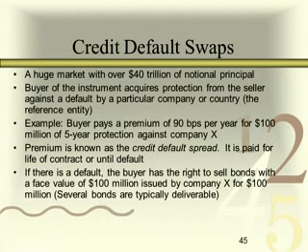The credit default swaps is a huge market. There's over 40 trillion of notional principal. Remember, notional principal means in a swap, there's really no money changes hands. There's only premiums, and in a sense, I guess some money can change hands in the full amount, notional value. But for the most part, it's on paper. The buyer of the instrument acquires protection from the seller against a default by a particular company or country, and that company or country is the reference entity.